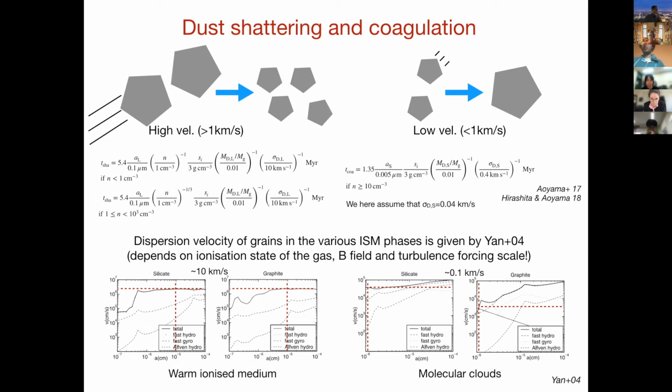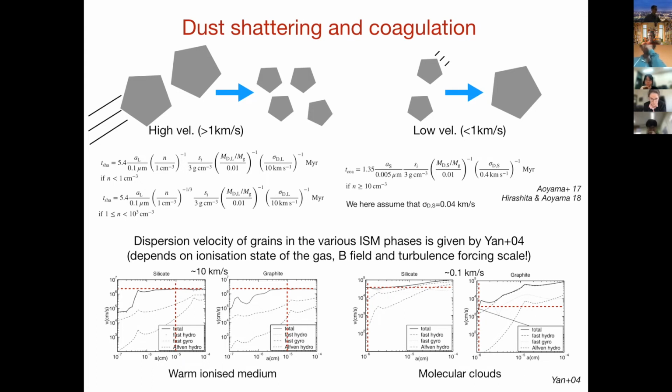And you have the typical shattering time. It depends on the dispersion velocity of those grains. We don't have access to this quantity directly, so we assume some value. It's not measured in the simulation. This is just a value we take. We take 10 kilometers per second for big grains. This is a clear limitation of what we can do, but we are exploring something about that, but I won't show it today.